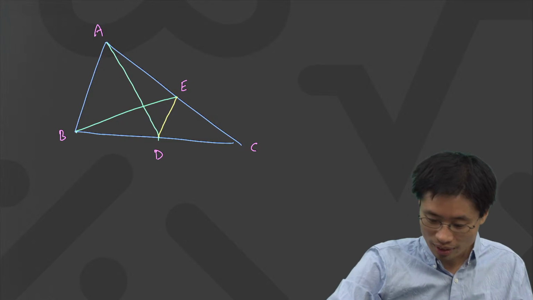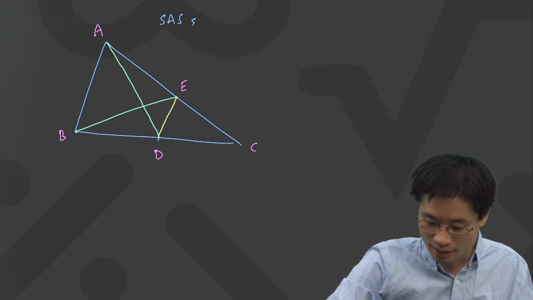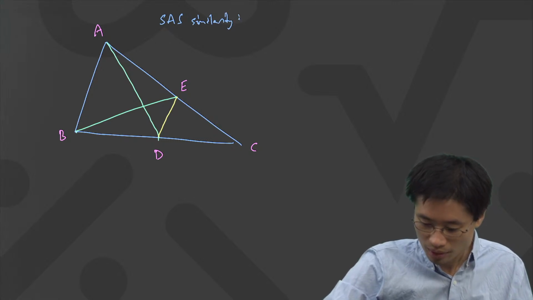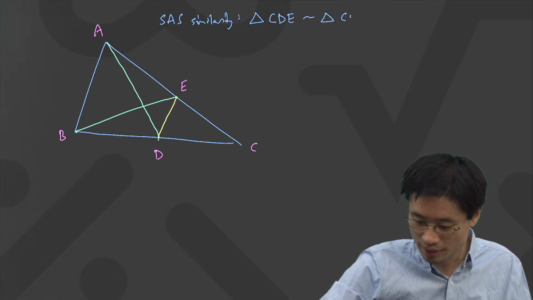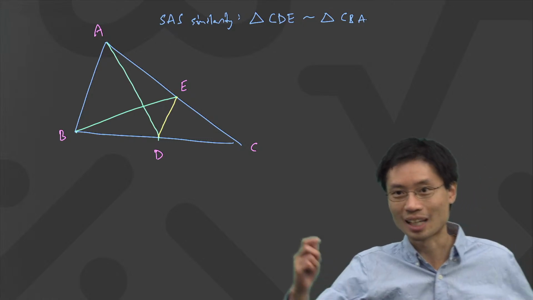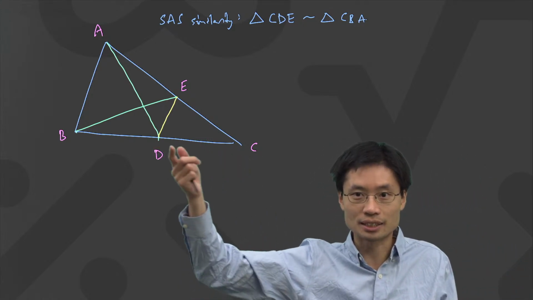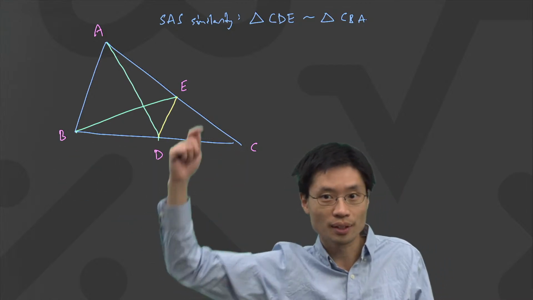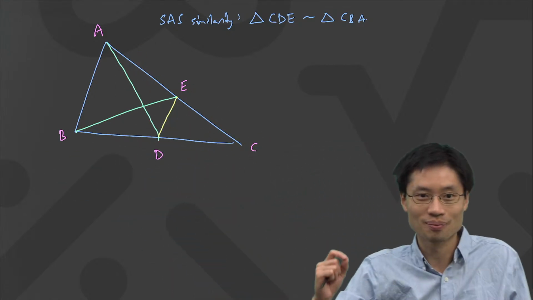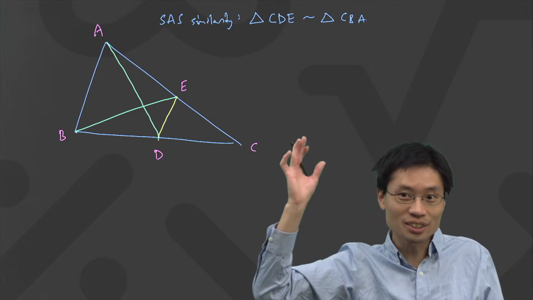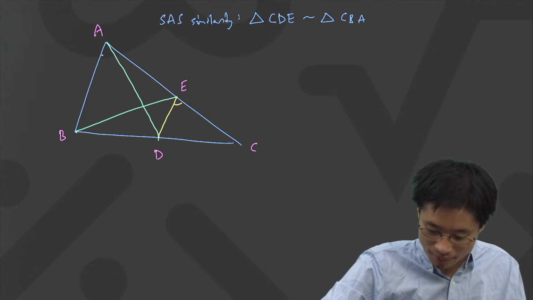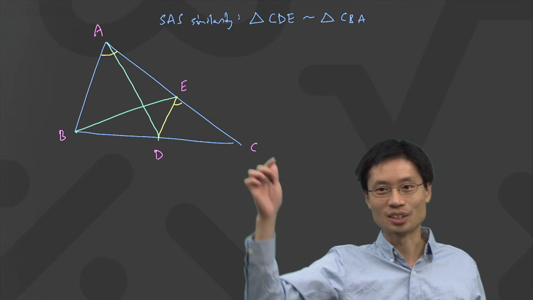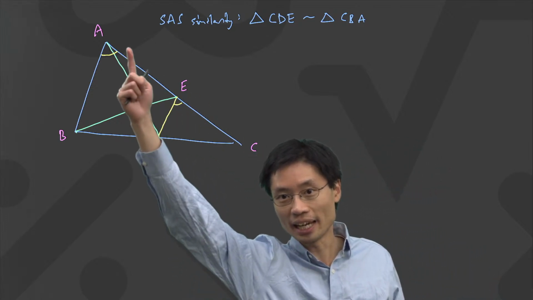Okay? So the first thing I get is SAS similarity gives me that triangle CDE is similar to triangle CBA. And that was because the ratio of the sides is that each of them was 1:2, and 1:2, and they have a common angle in between. Poof. Once I have that, then the angles are all going to match up. And so that's what tells me that this angle here is the same as that angle there. The angle CED is the same as the angle CAB.